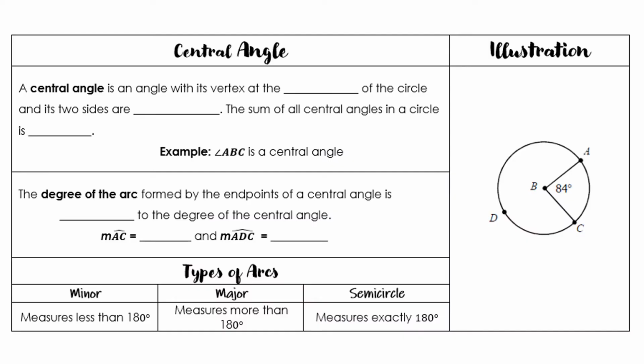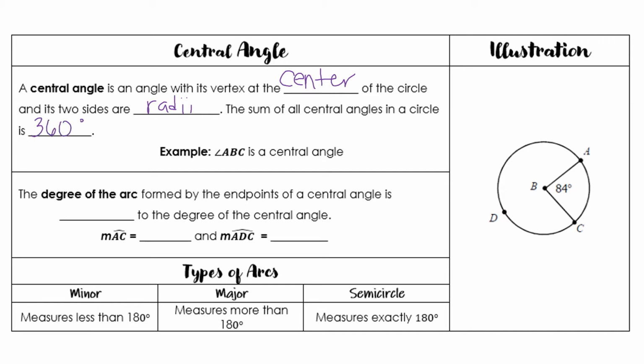Let's take a look at central angles and arcs. A central angle is an angle with its vertex at the center of the circle and its two sides are radii, which is the plural for radius. The sum of all the central angles in a circle is 360 degrees.